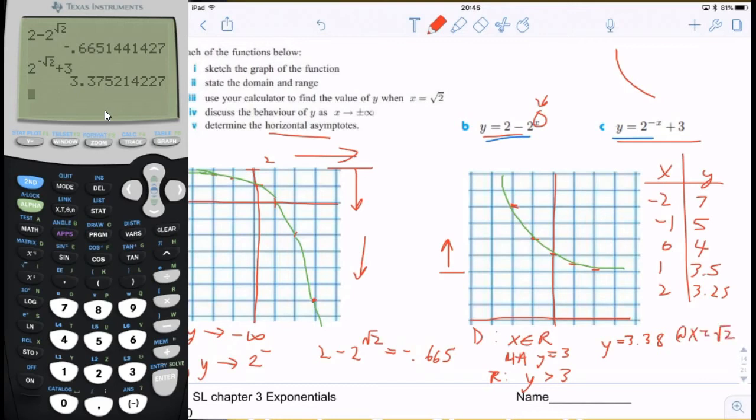Okay. Discuss the behavior of y as x goes to infinity and negative infinity. So as you go to positive infinity, you can see that you approach the asymptote. So as x approaches positive infinity, y approaches the asymptote, which is 3, from the top. As x goes to negative infinity, y just goes to positive infinity. And that's it for this page.